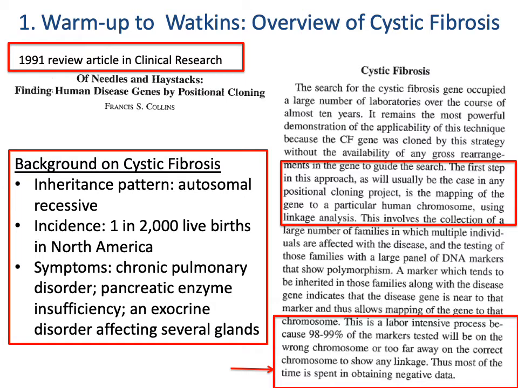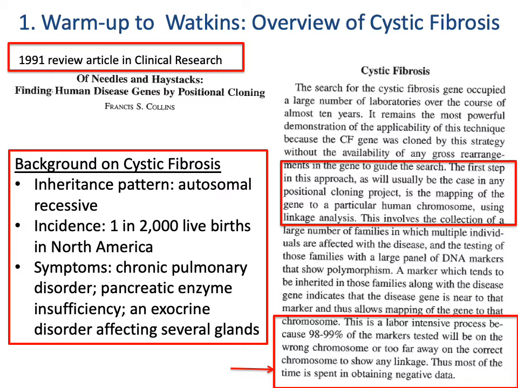So on the right-hand side of this slide, I have posted a little bit of the introduction to this review article. And the name of the review article is Of Needles and Haystacks: How to Find Human Disease Genes by Positional Cloning. And the very first sentence of this paragraph tells us that it took almost 10 years to hunt and search for the cystic fibrosis gene. So this was a really large undertaking, and it took the efforts of multiple labs working together to eventually be successful.